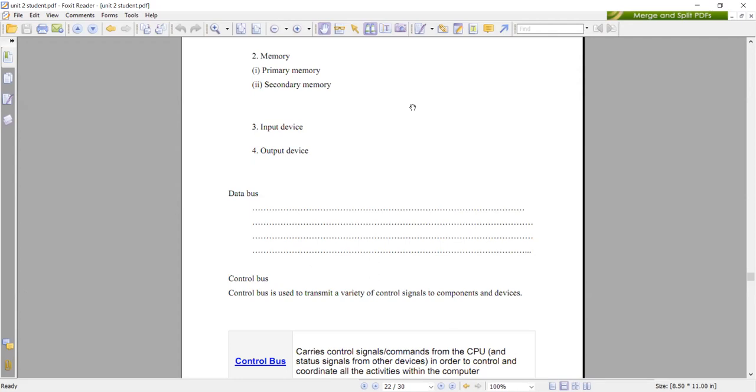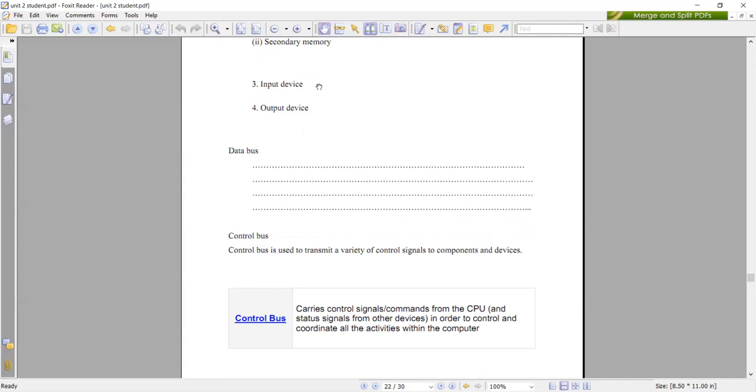Right. Then I have given control bus. Control bus is used to transmit a variety of control signals to components and devices.